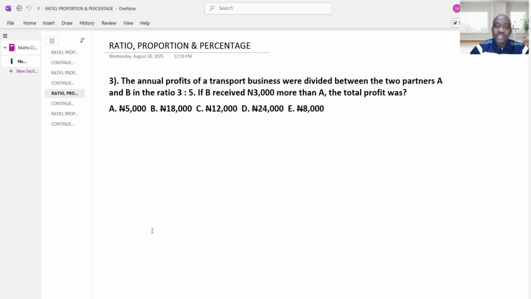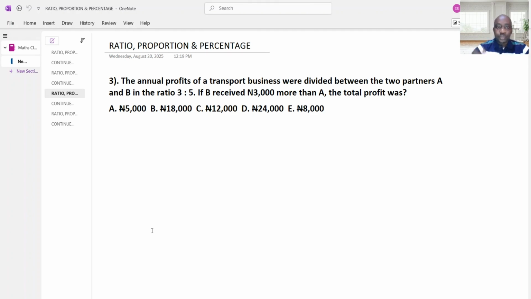I am here to teach you guys how to solve mathematics questions from the topic of ratio, proportion, and percentage. We have this question. Let's solve it together. The annual profit of a transport business was divided between the two partners, A and B, in the ratio 3:5. If B received 3,000 more than A, the total profit was.